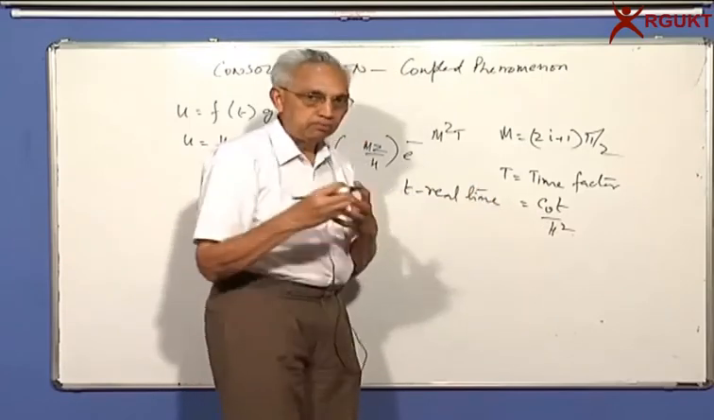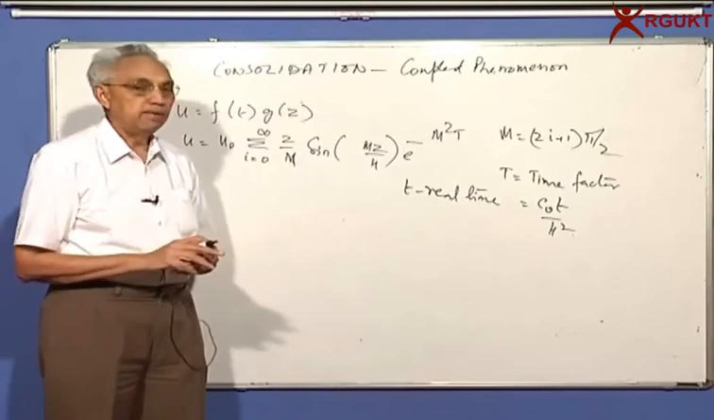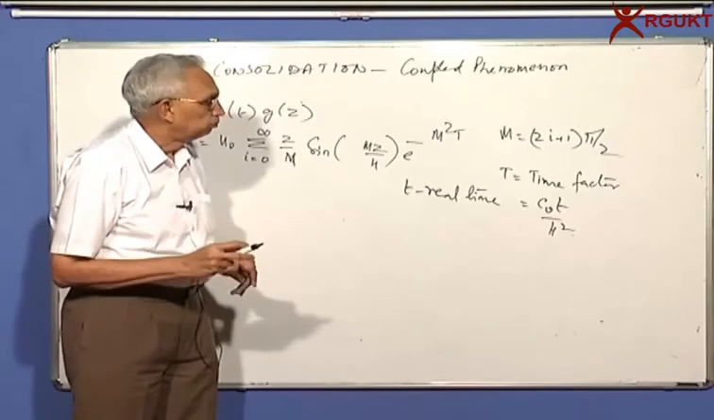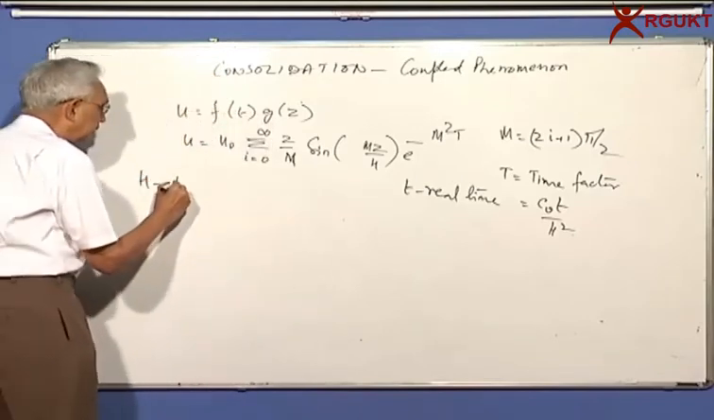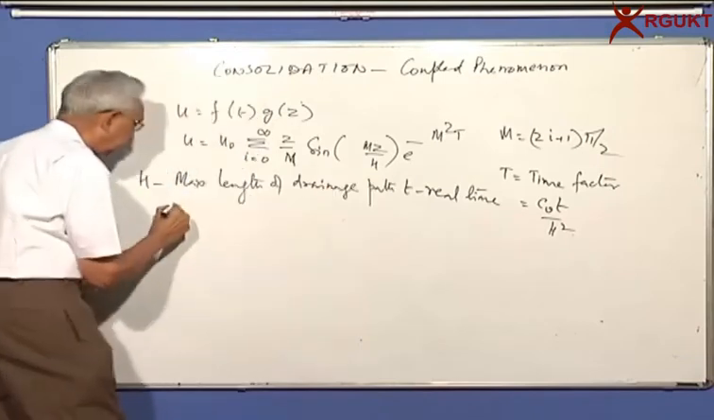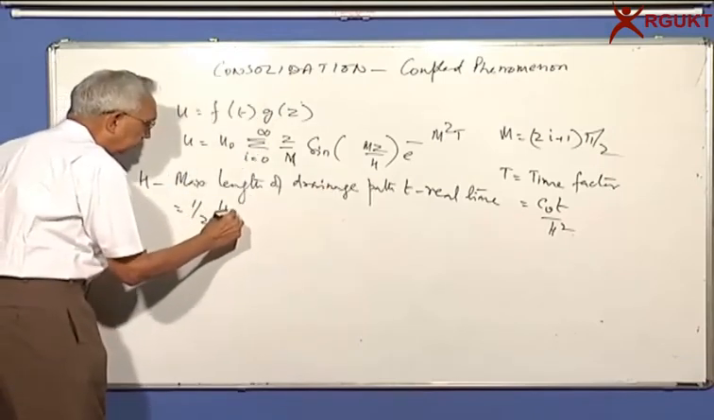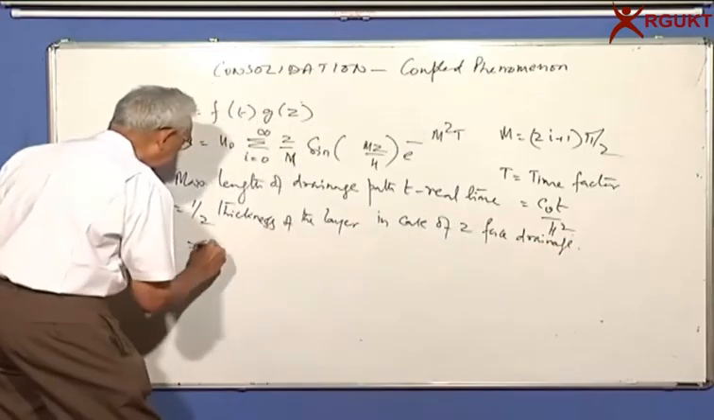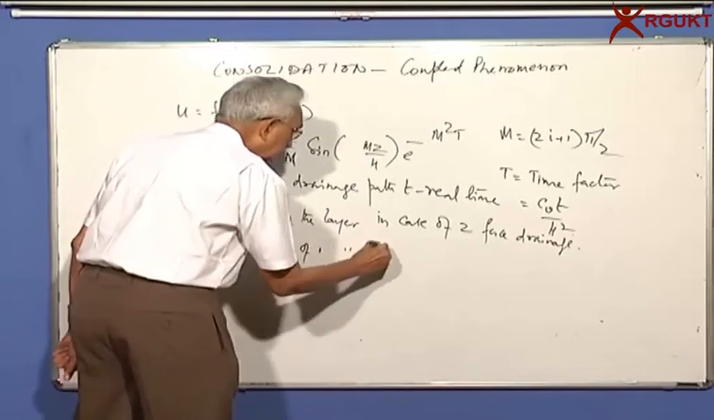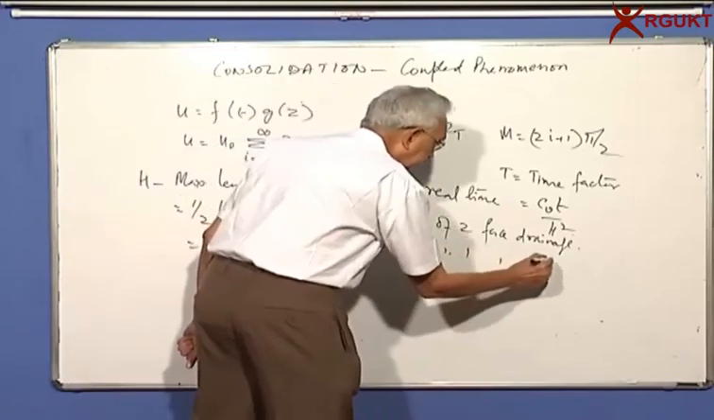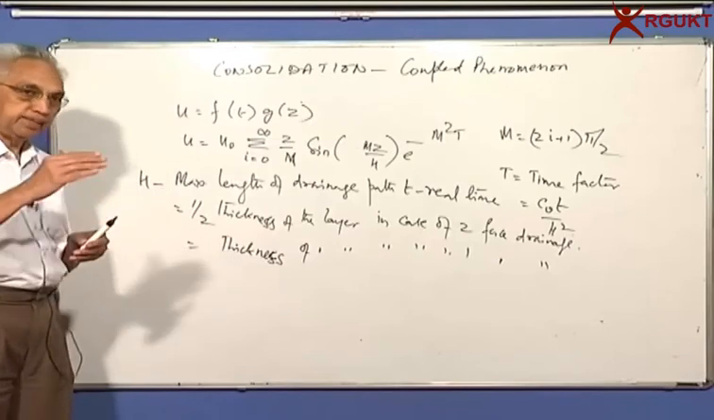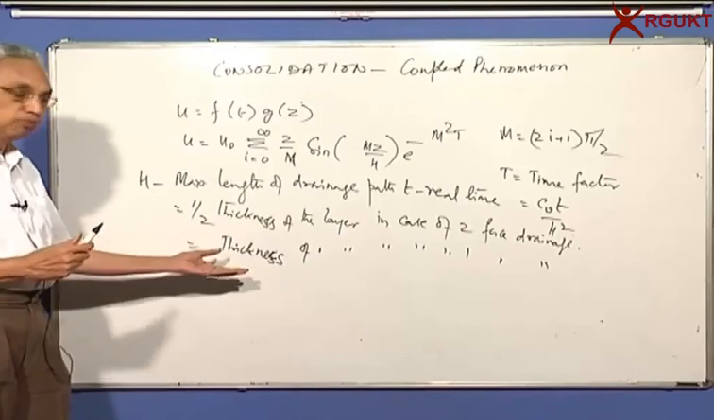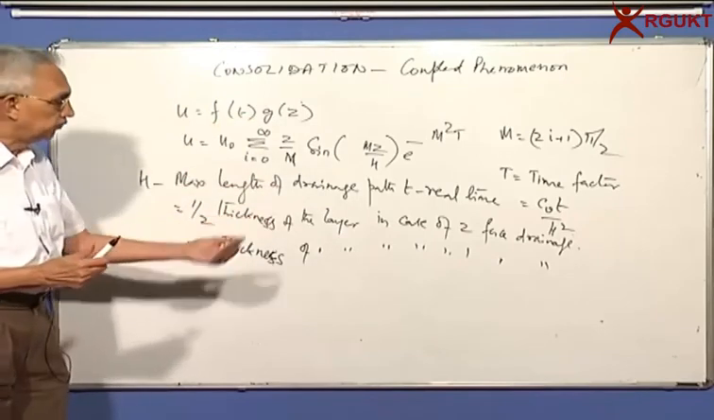It could be 1 day, 1 month, 1 year, etc. Or in the laboratory, you say 1 minute, 1 hour, 10 hours, 12 hours, etc. H is the maximum length of the drainage path, equal to half the thickness of the layer in case of two-phase drainage, and equal to the thickness of the layer in case of one-phase drainage. That is because in case of two-phase drainage, half the layer drains to the top, the bottom half drains to the bottom. In case of one-phase drainage, the whole thickness is used for drainage.